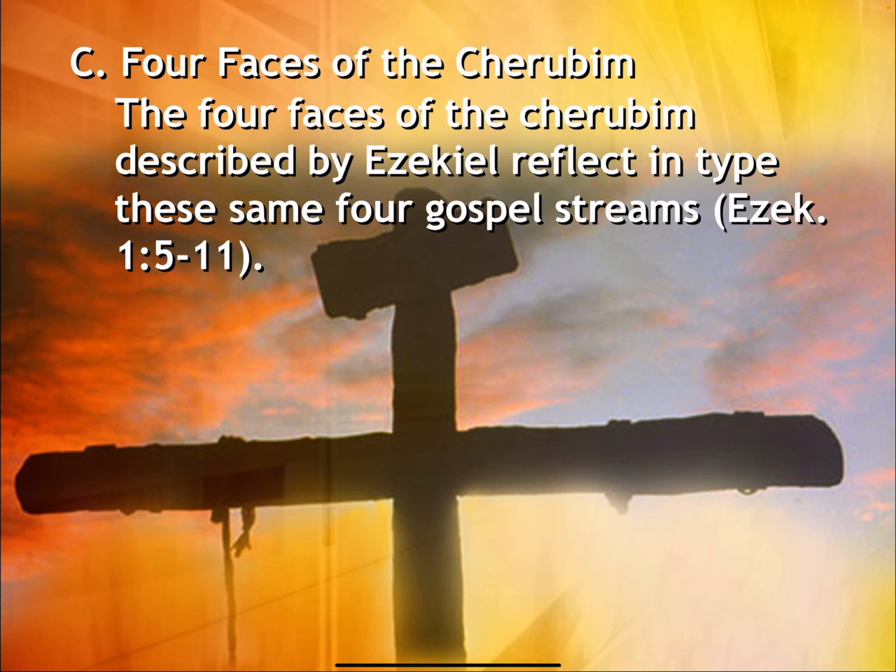As for the likeness of their faces, each had the face of a man. Each of the four had the face of a lion on the right side. Each of the four had the face of an ox on the left side. Each of the four had the face of an eagle. Thus were their faces. Their wings stretched upwards, two wings of each one touched one another, and two covered their bodies.